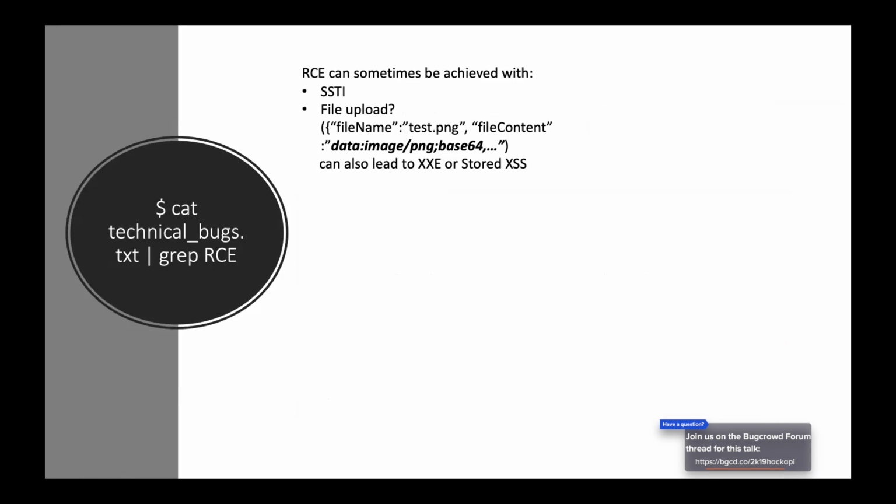So with technical bugs, I usually get either RCEs, which can be achieved with server-side template injection, or file uploads. Most of the time, they are file uploads. Something like this, like you specify the file name and then the file content, which is basically base64 encoded. But most of the time, we can change the content type from image PNG to either application XML or text HTML to get an XXE or stored XSS.